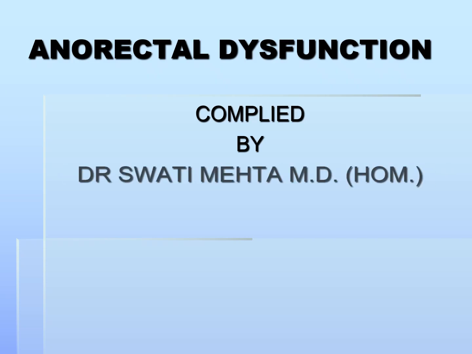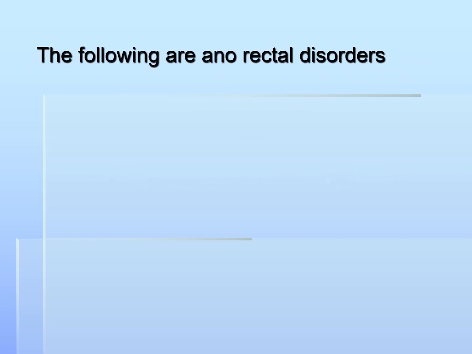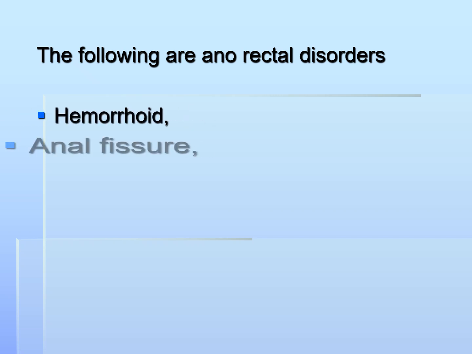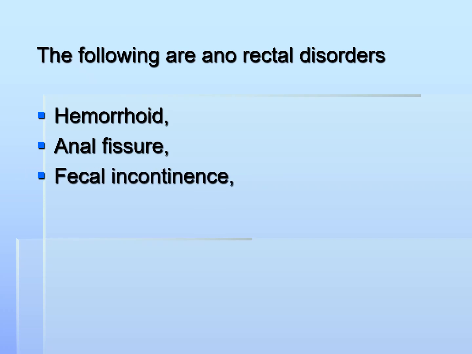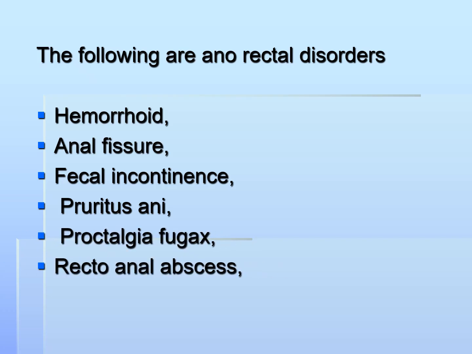Common factors or complications of constipation are described further. Anorectal dysfunctions include several common yet often uncomfortable conditions affecting the anal and rectal region. This includes hemorrhoids, anal fissure, fecal incontinence, pruritus ani, that is itching, proctalgia fugax, rectal prolapse, and anorectal abscess and fissure.